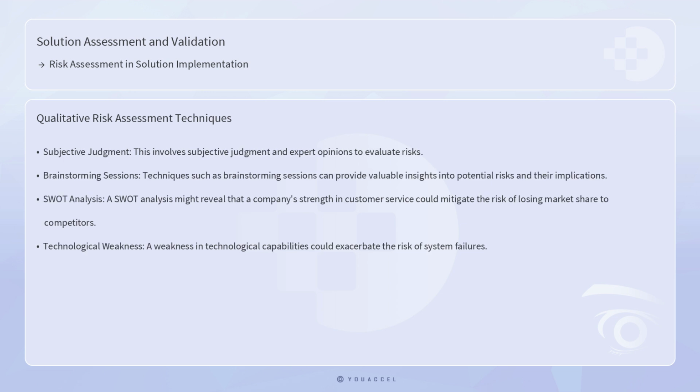In addition to quantitative analysis, qualitative risk assessment is also crucial. This involves subjective judgment and expert opinions to evaluate risks. Techniques such as brainstorming sessions, Delphi methods, and SWOT analysis can provide valuable insights into potential risks and their implications. For instance, a SWOT analysis might reveal that a company's strength in customer service could mitigate the risk of losing market share to competitors, while a weakness in technological capabilities could exacerbate the risk of system failures.